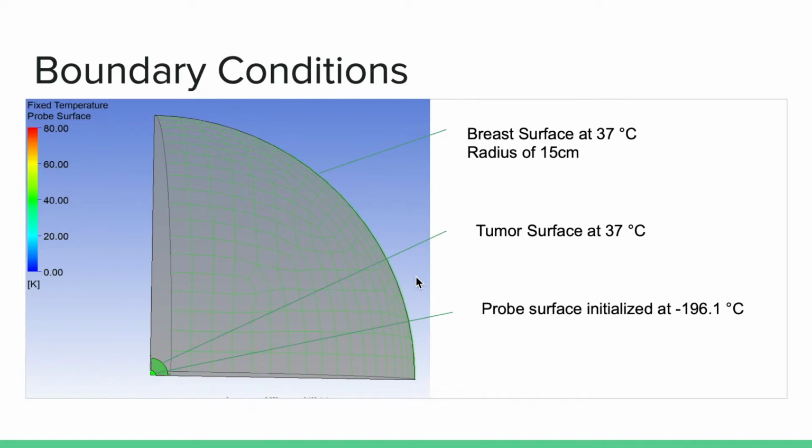After the mesh was done, we went ahead and created some boundary conditions. On the surface of the gland, we set the temperature to be 37 degrees. This temperature was maintained constant throughout the gland. For the tumor, we set the temperature to be 37 degrees as well and maintained constant throughout the tumor. For the probe, we initialized the temperature at -196 degrees Celsius.